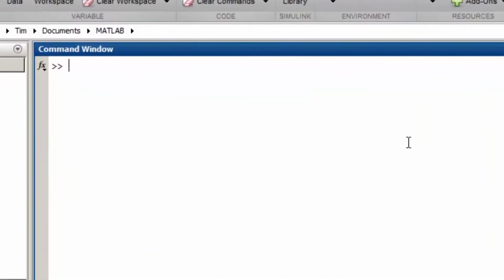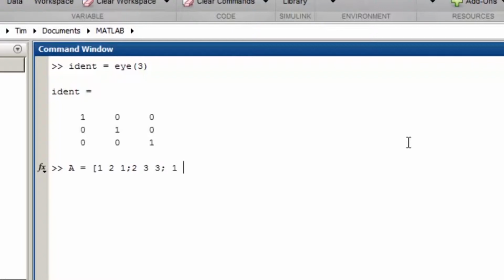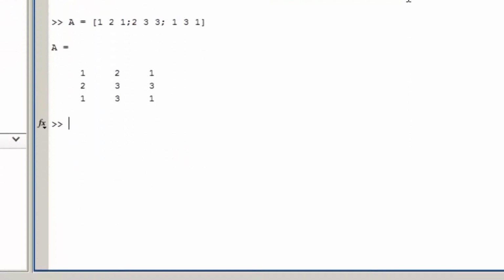First, I'll create a 3 by 3 identity matrix named ident. So, ident equals eye of 3. I'll also create a 3 by 3 matrix A, which equals 1, 2, 1, semicolon, 2, 3, 3, semicolon, 1, 3, 1. If I pre-multiply A by ident using Matlab's matrix multiplication operator, I get A back.